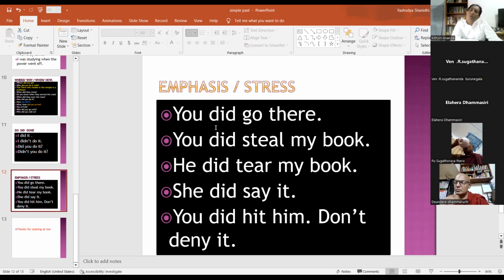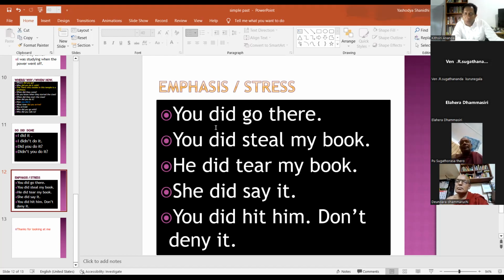Without making it either negative or interrogative, we separate the helping verb did out of the verb and simply place it before the base form. That is to emphasize, to stress the idea. You did steal my book. That means you did it. You definitely stole my book. I'm sure, I'm very certain you stole my book.